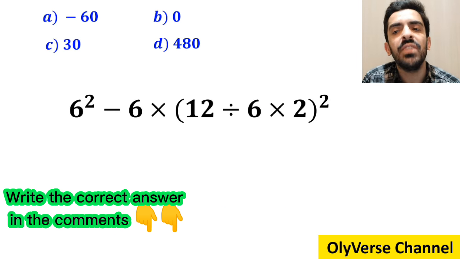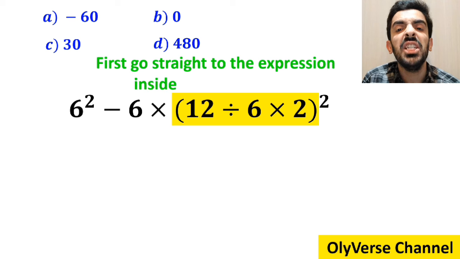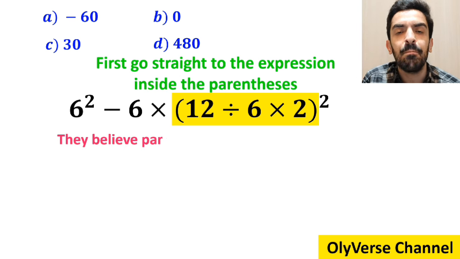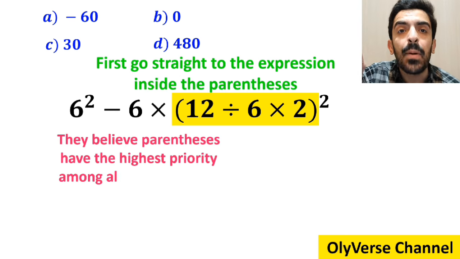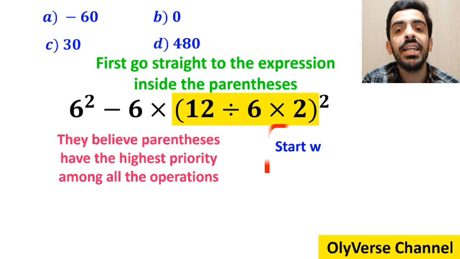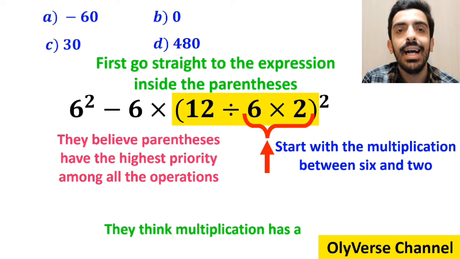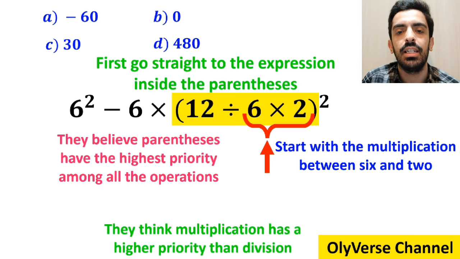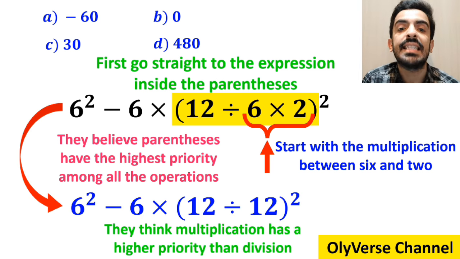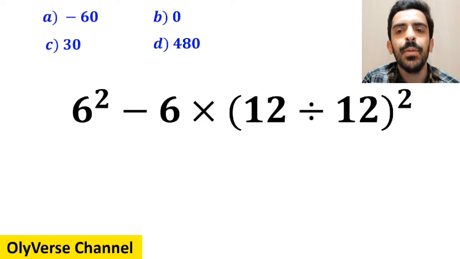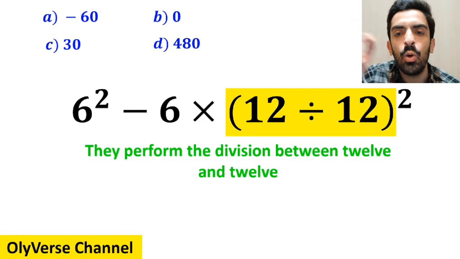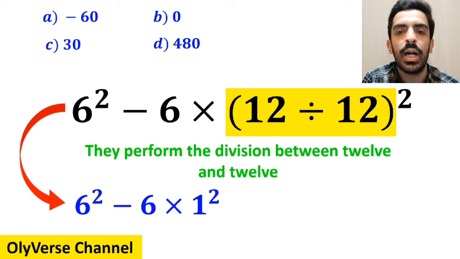Also, some other people to solve this question first go straight to the expression inside the parentheses because they believe parentheses have the highest priority among all the operations. And they start with the multiplication between 6 and 2 because they think multiplication has a higher priority than division. So, they rewrite this expression as 6 squared minus 6 multiplied by (12 divided by 12) all squared. And in the next step, they perform the division between 12 and 12 and write this expression as 6 squared minus 6 multiplied by 1 squared.